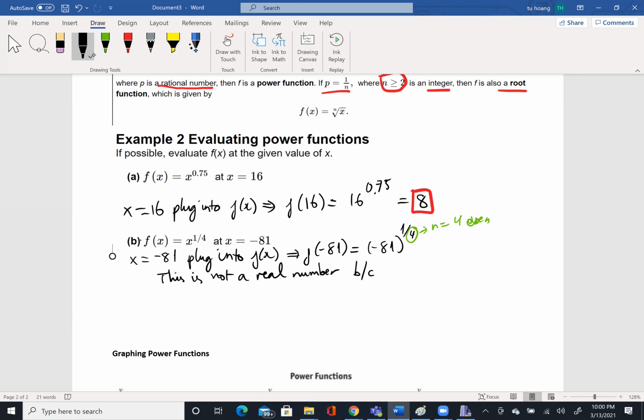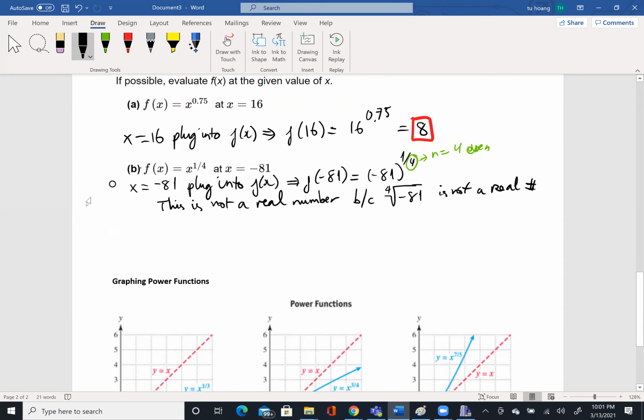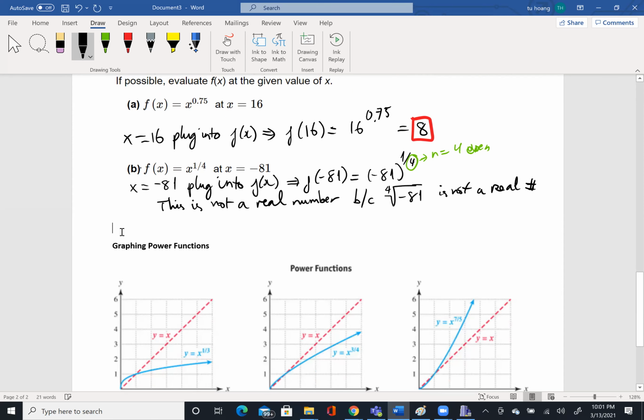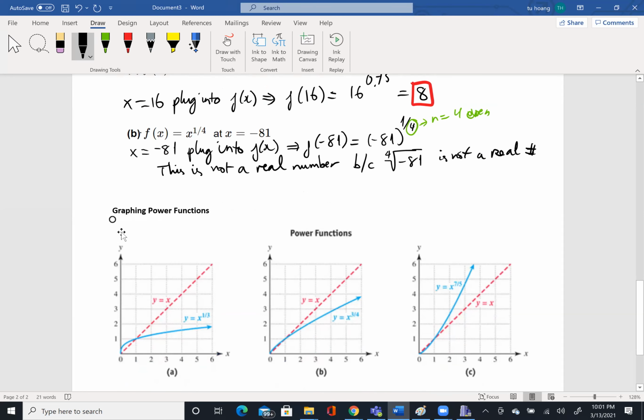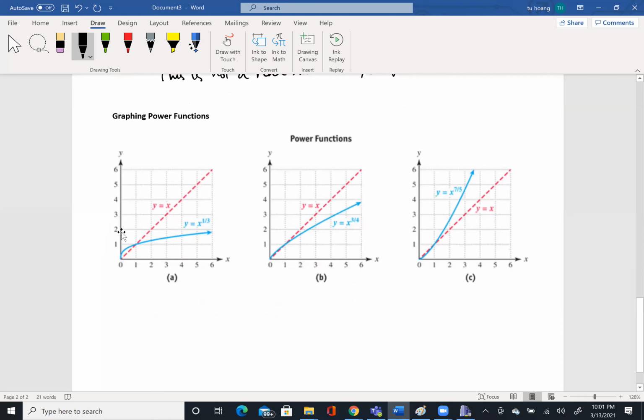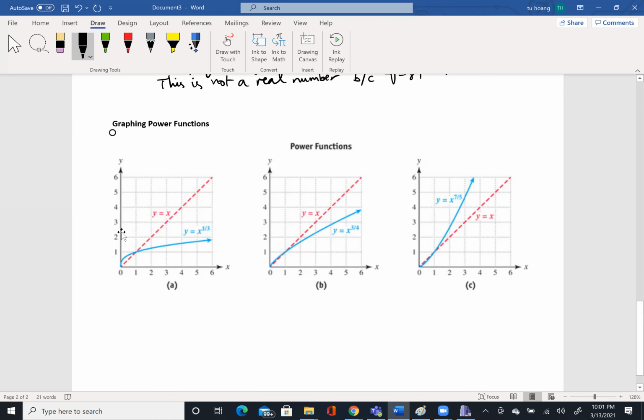Because the fourth root of negative 81 is not a real number. Okay, so we have finished problem B, and we move to number 3, graphing of the power function.